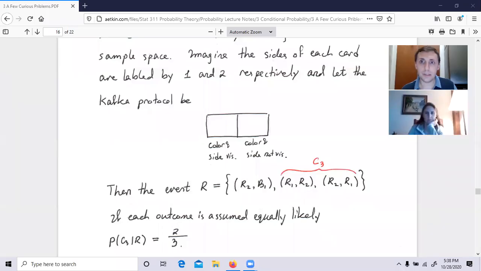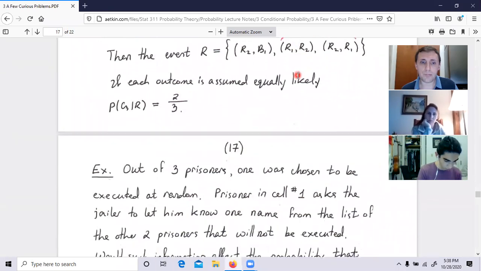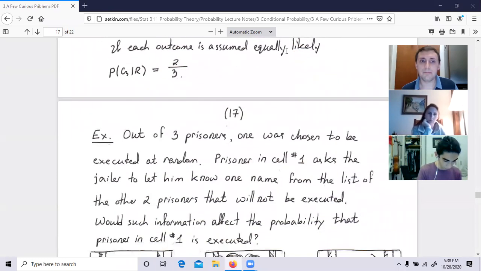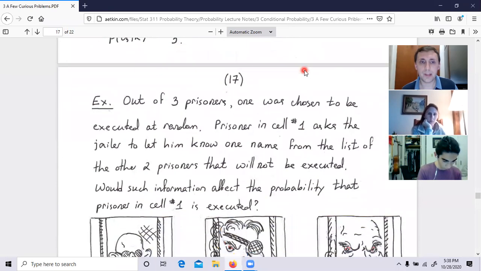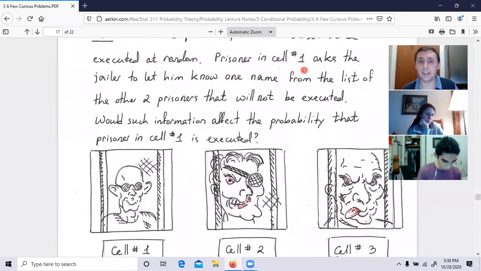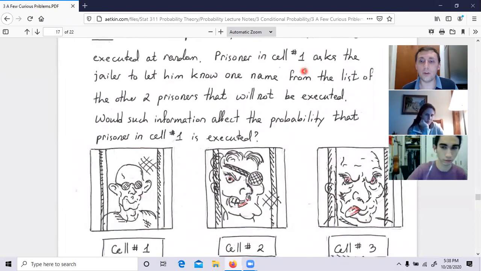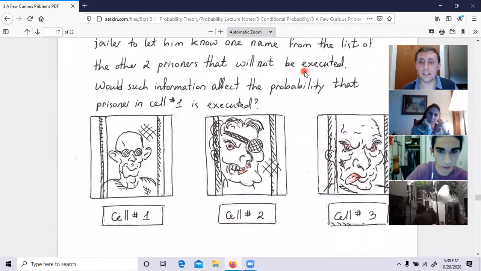So we haven't entirely finished discussing the problems. But here is the next one. So we have three prisoners. Here they are. And one of them was randomly selected to be executed.